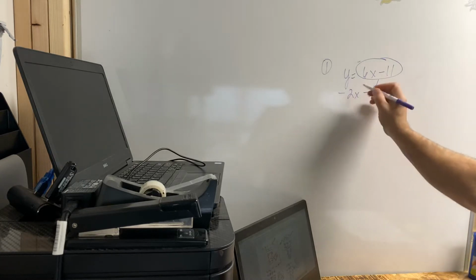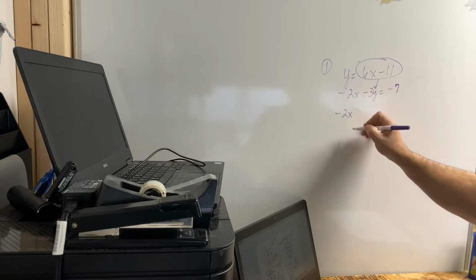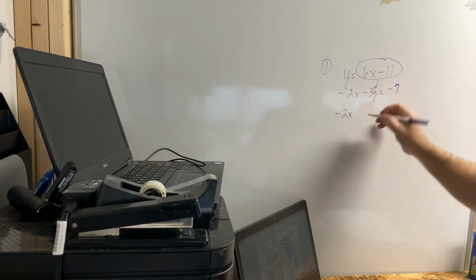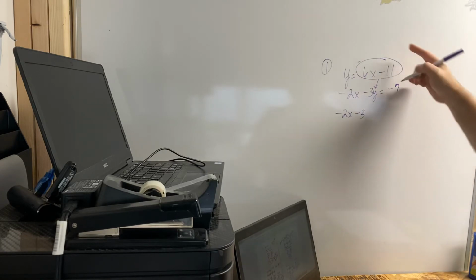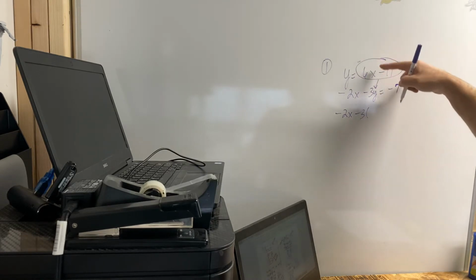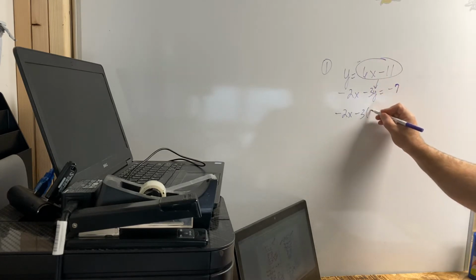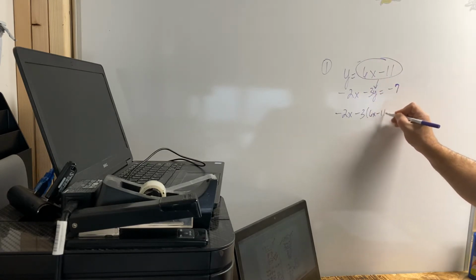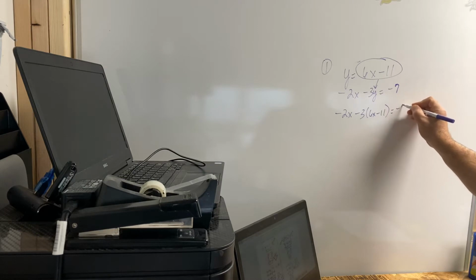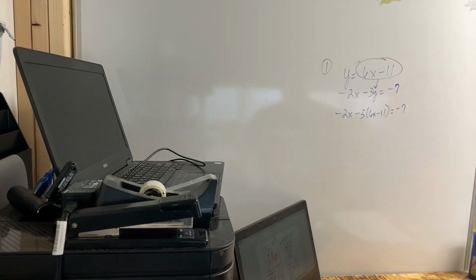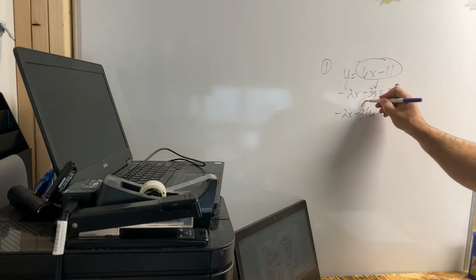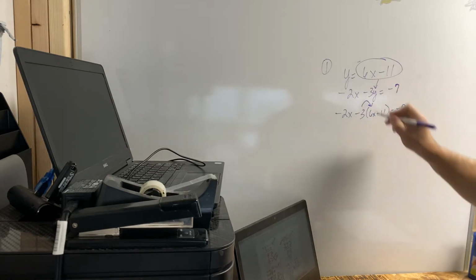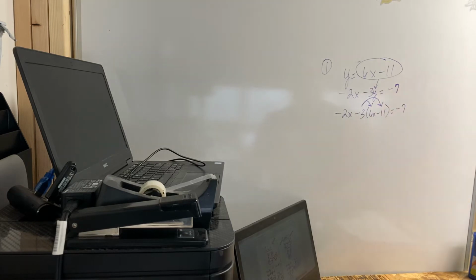Okay, so now we're going to have negative 2x, because we're not doing anything with that there, minus 3. Now this is where we're going to put parentheses because we're substituting all that for the y, this expression. 6x minus 11 equals negative 7. Now, the important thing here is you got to remember that this negative 3 has to be distributed here, and then it also has to be distributed here.